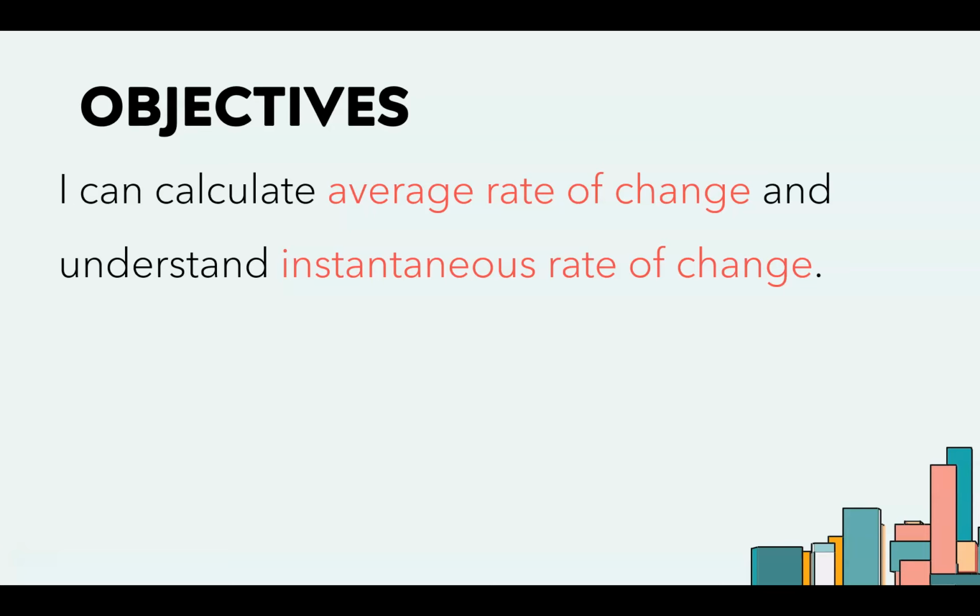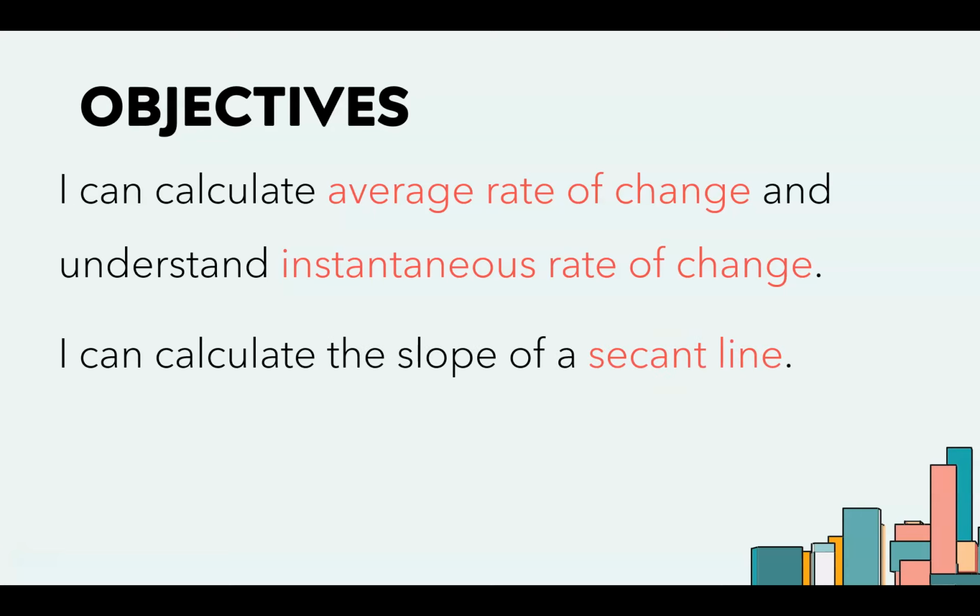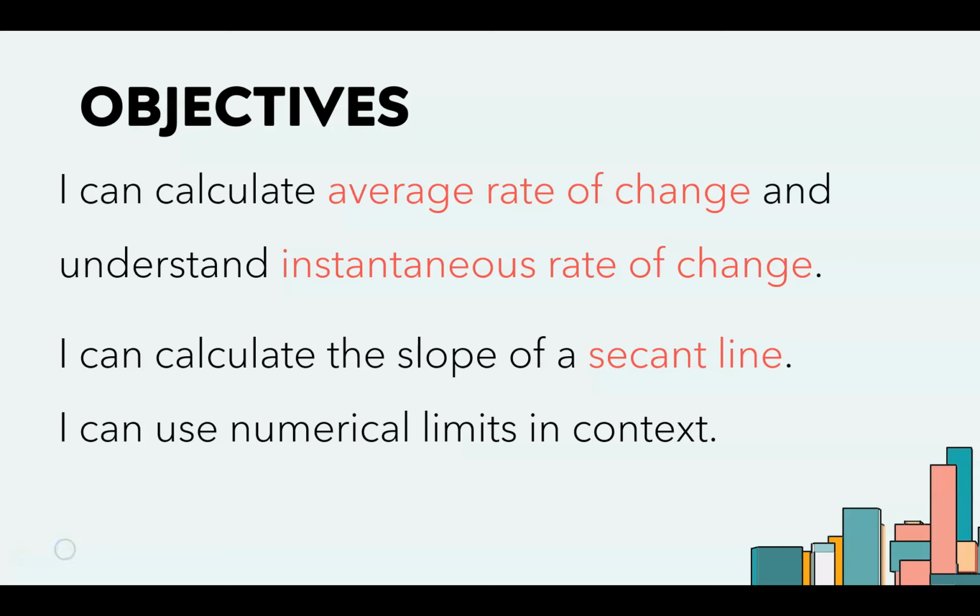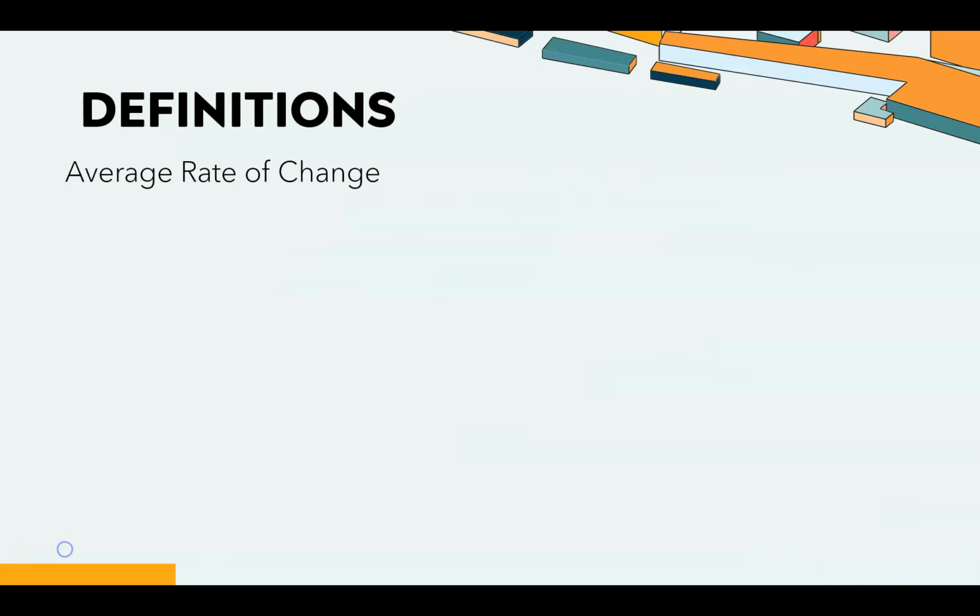So you need to be able to calculate an average rate of change, and the goal here is to understand an instantaneous rate of change, or at least kind of what that means. You need to be able to calculate the slope of a secant line, which also means you need to know what a secant line is. And ideally, by the end of this, you'll be able to use numerical limits in context.